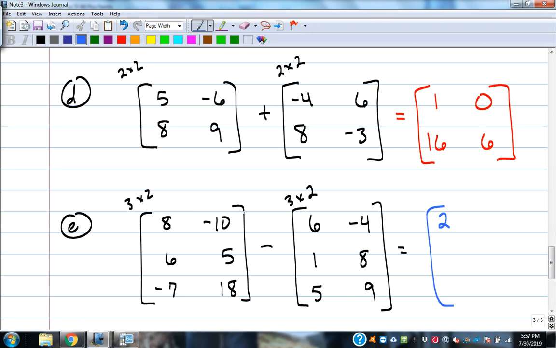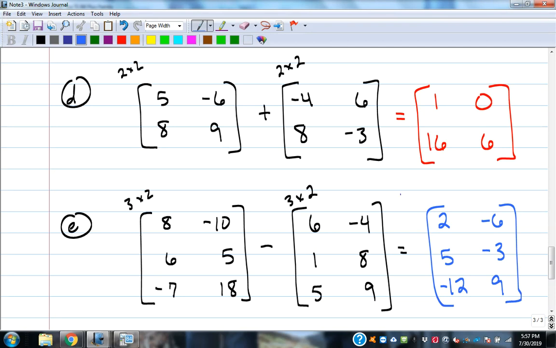And if you want to go side to side or straight up and down, it doesn't matter. I'm going to go row at a time. So -10 minus -4 would be -10 plus 4, which is -6. And then I'm going to do the next row. 6 minus 1, 5 minus 8, -7 minus 5, 18 minus 9. And there I have my 3x2 matrix that I got from that subtraction problem.